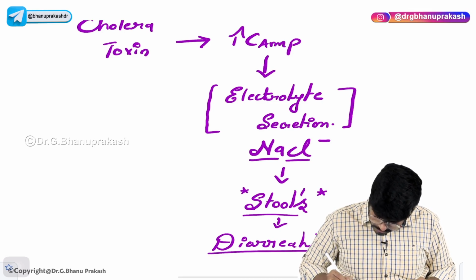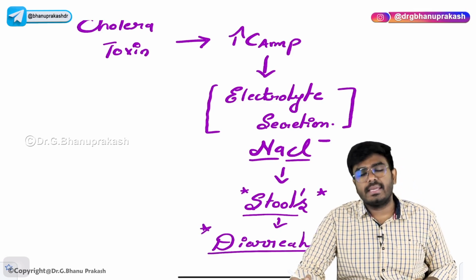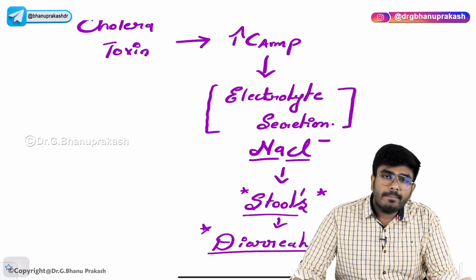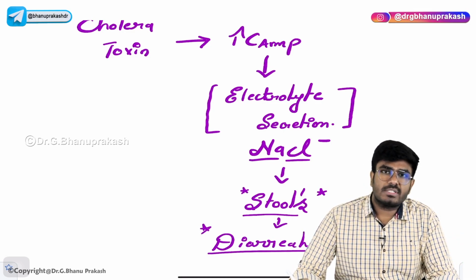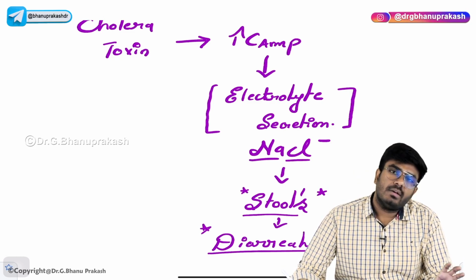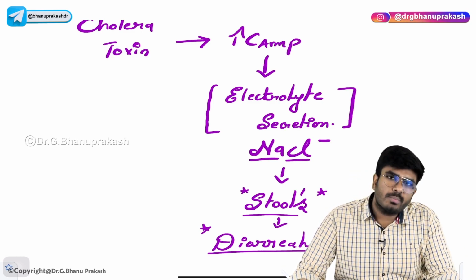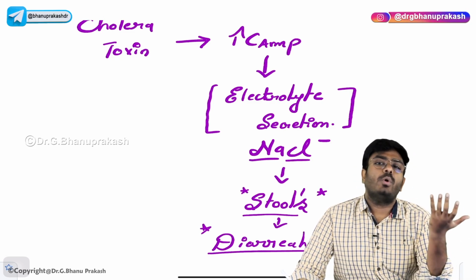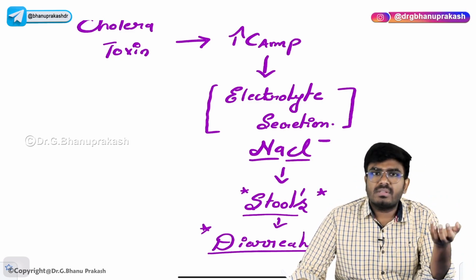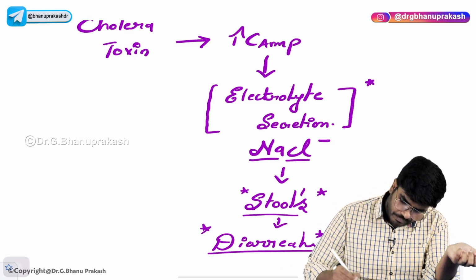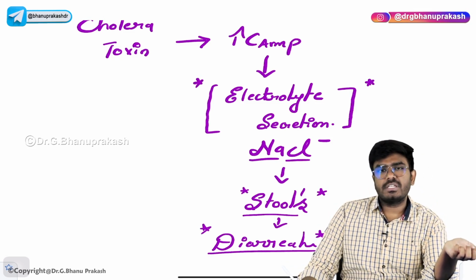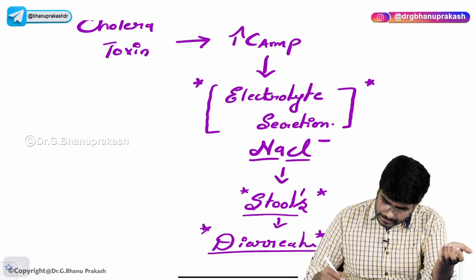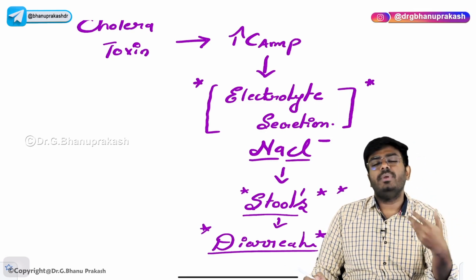Now why is there diarrhea when a person is having cholera? Vibrio cholerae produces a toxin called cholera toxin. It enters into the cell. Now it stimulates the G protein coupled receptors. Now these G protein coupled receptors are going to increase the cAMP levels. Now the cAMP levels will increase the electrolyte secretion. The electrolyte here is sodium chloride. More and more sodium chloride is being secreted into stools, so there will be diarrhea.